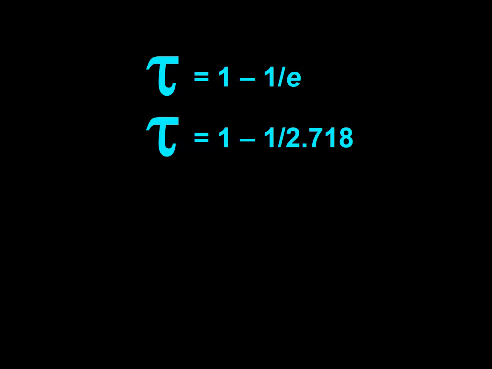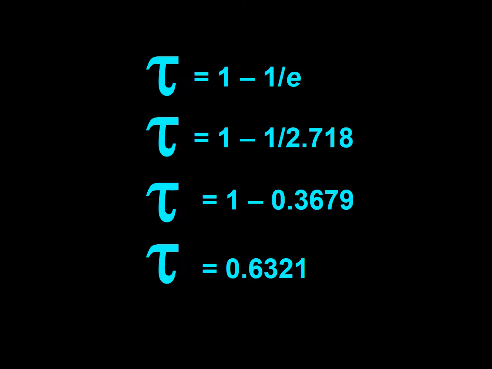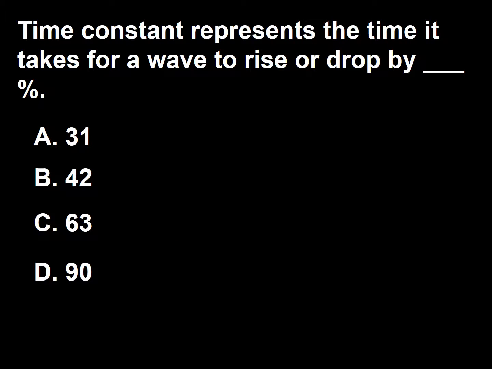So, executing the division aspect of the operation, we get 0.3679. That, when subtracted from 1, yields 0.6321, which has been rounded to 63%. So the answer to this question is C.